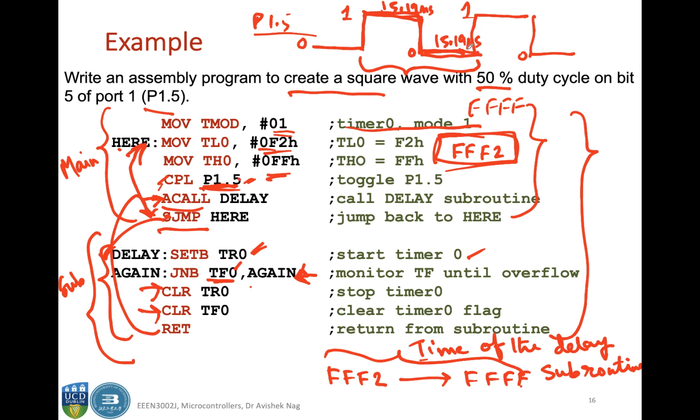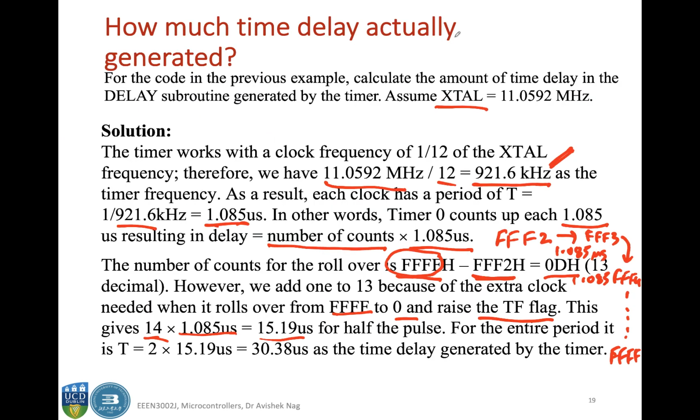So that is 15.19 plus 15.19. So 15.19 is for half the pulse. For the entire period, we have twice 15.19, or 30.38 microseconds, as the time delay generated by the timer in this case.